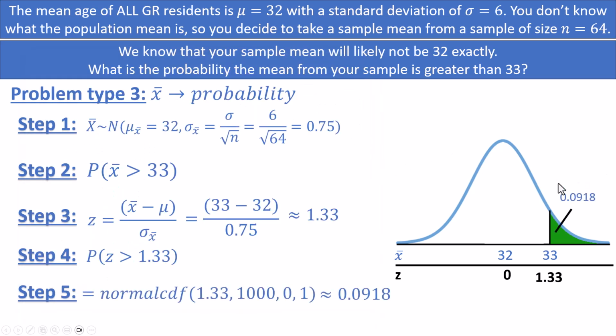So that is that probability in the tail there, or the chance that the mean from your sample is greater than 33. We know that on average, our mean is probably going to be pretty close to 32. But if we take a sample mean, there is a chance that it is greater than 33, and there's about a 9% chance of that happening.